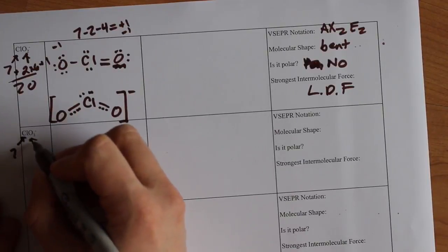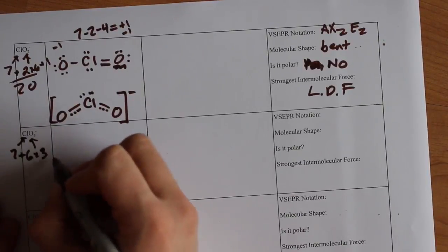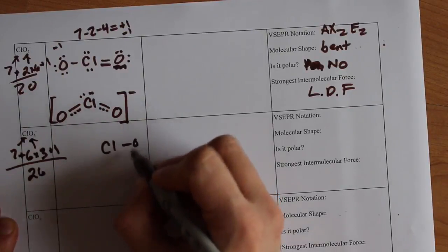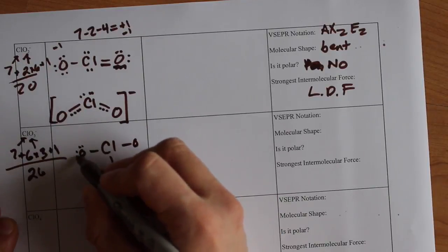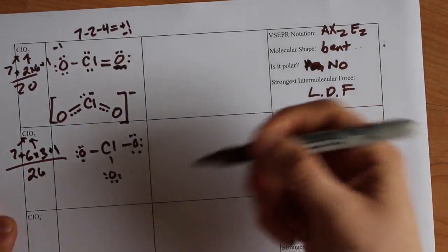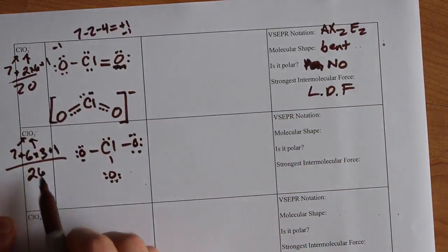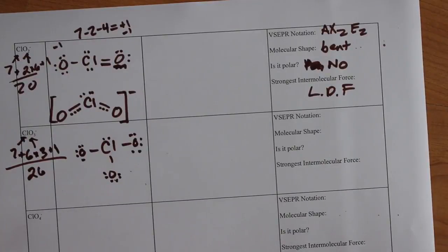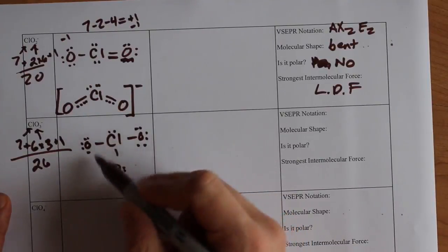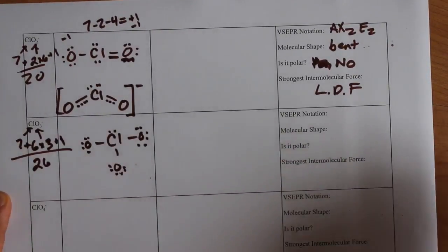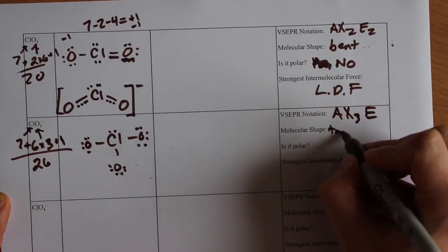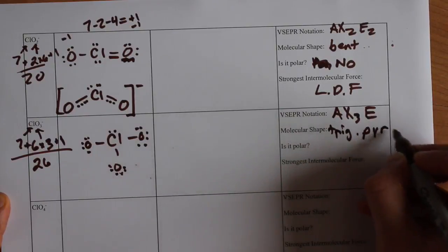Chlorine brings 7, oxygen brings 6 each, and we add 1 for the minus charge. That gives us 26. Chlorine bonded to 3 oxygens gives us 28 electrons total. And 24 electrons total. So we dump the extra 2 to make 26 on the central chlorine. Now, whether or not these oxygens contribute to make double bonds is irrelevant to the VSEPR shape. This is still AX3E, and therefore trigonal pyramidal.